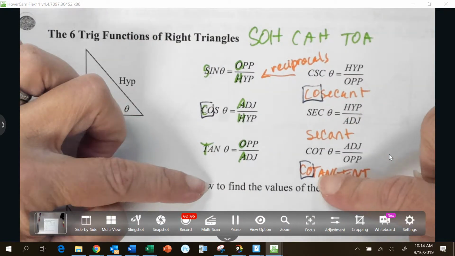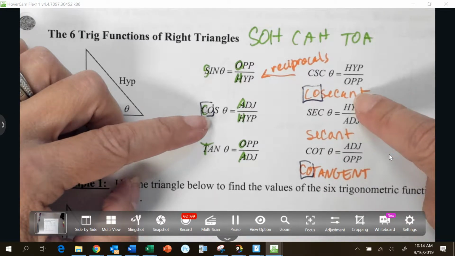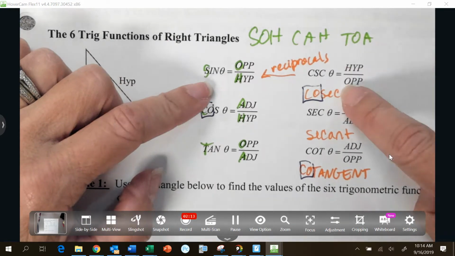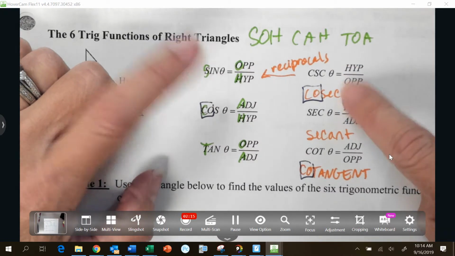All right, so if you put cosine with cosecant, you will be wrong. Got to have one co and one not co. Do you understand what I'm saying? Co, not co. Okay.